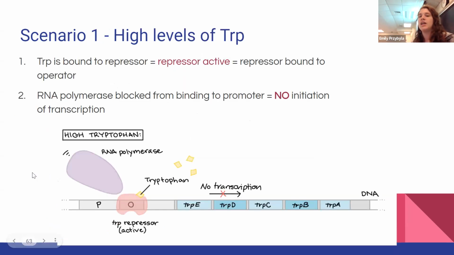So scenario number one is high levels of tryptophan, which means that tryptophan is bound. It's a co-repressor in this case. It's bound, so we bind the operator because our repressor is active. RNA polymerase can't bind because physically the repressor, you can see well in this one, is taking up space so that the polymerase cannot bind, okay? So there's no transcription.